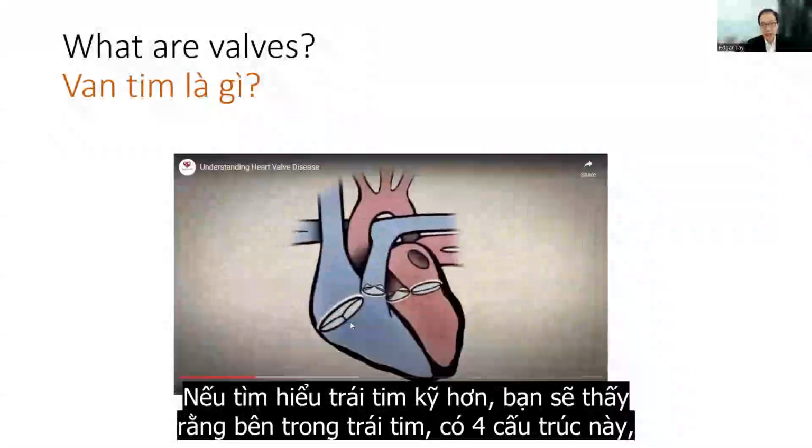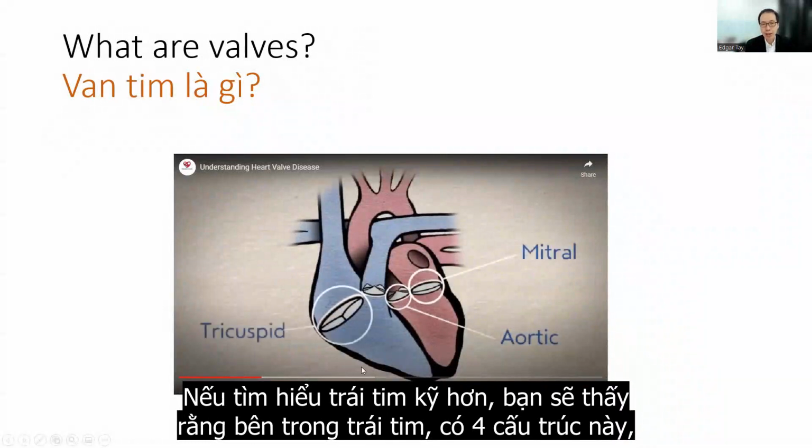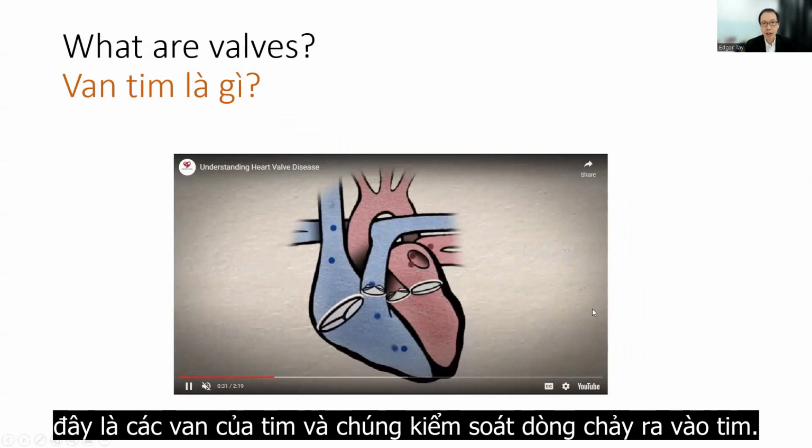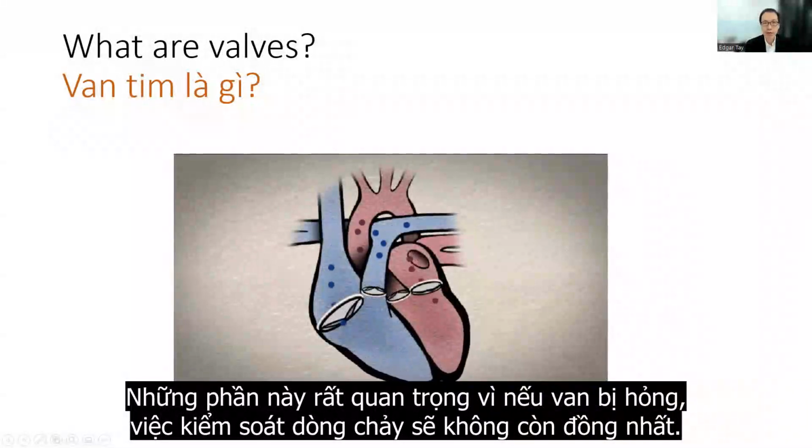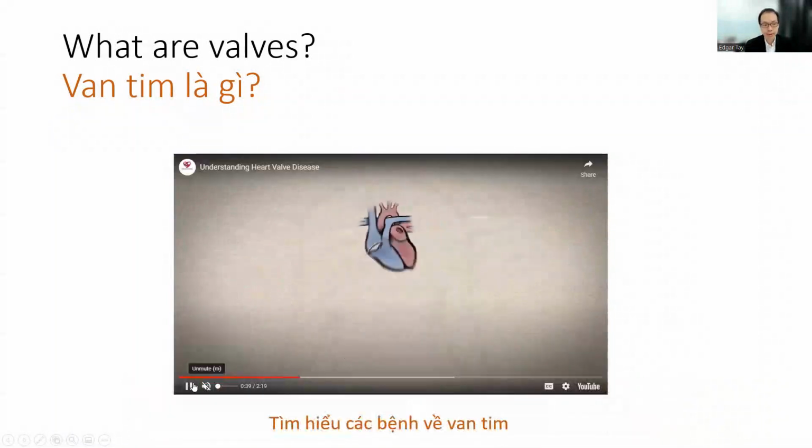If you look at the heart in a bit more detail, you will see that within the heart, there are these four structures. These are the valves of the heart, and they control the flow in and out of the heart. So they're very important structures because if they are damaged, then the flow control is abnormal.